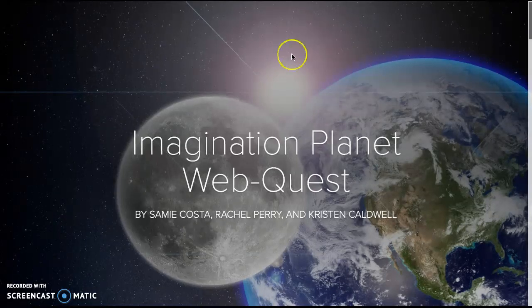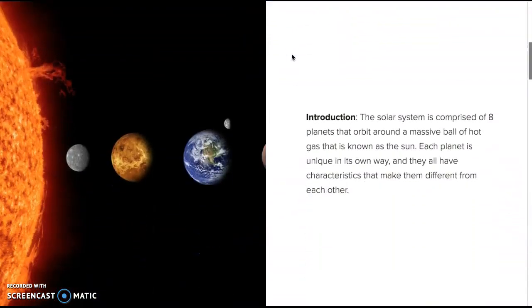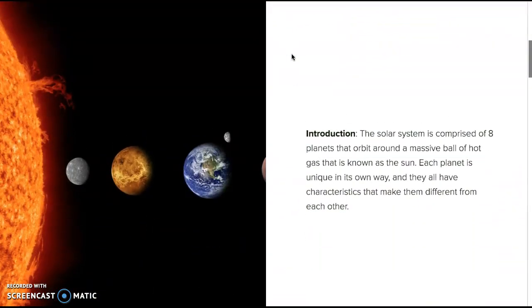All right, now in the introduction, this is how we're going to start everything off today. The solar system is comprised of 8 planets that orbit around a massive ball of hot gas that's known as the sun. And over here we have Rachel Perry cringing at this because I don't know why. But each planet is unique in its own way. They have all characteristics that make them different from each other.